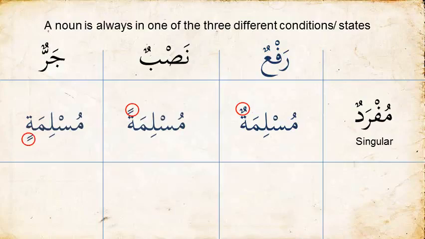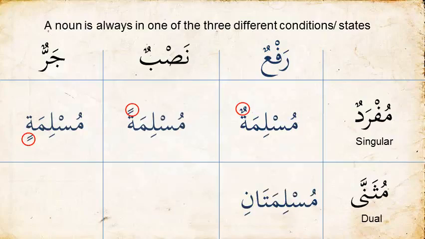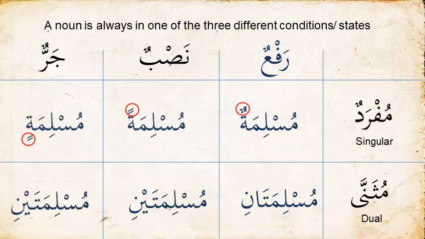The dual for muslimatun is either muslimatani or muslimataini. The muthanna raf'un version is muslimatani, because the ani is the sign of raf'un. The nasbun version is muslimataini and the jarrun version is muslimataini. So whether it's a male ism or a female ism, the hal table stays the same. Ani is a sign of raf'un and aini is a sign of nasbun or jarrun.